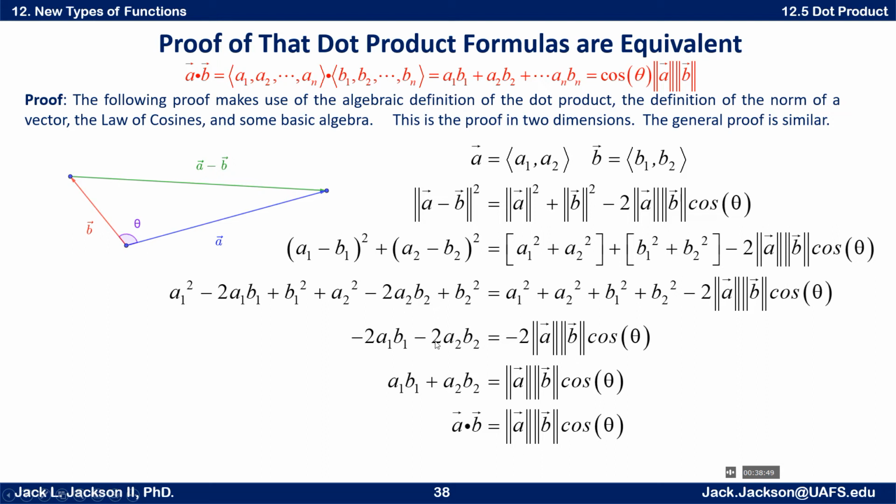All right, things are starting to look up. Divide both sides by negative 2 and distribute on the left. The negative 2's all go away. And wait a minute, look at that. Isn't that exactly the dot product? A1 times B1 plus A2 times B2. So sure enough, the dot product really is the norm of A times the norm of B times the cosine of the angle in between.